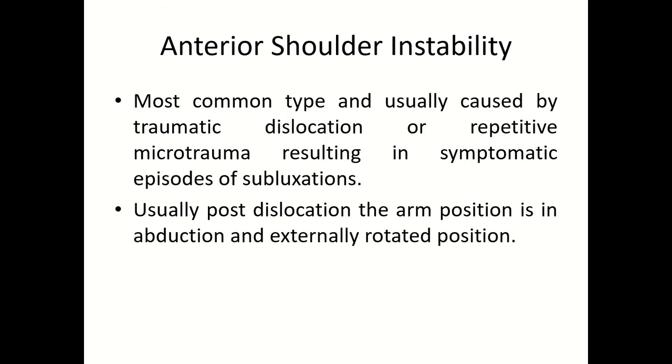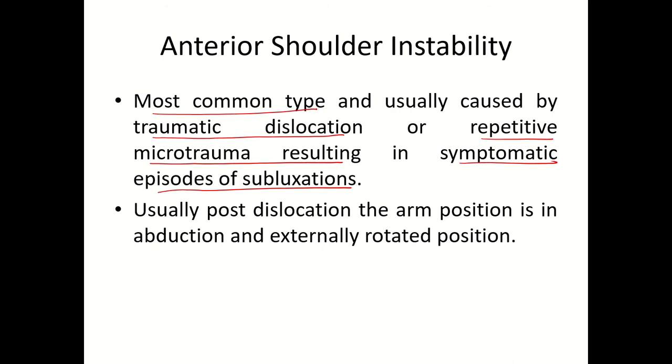We'll just look at this slide. We'll do the next part in the next video. Anterior shoulder instability is the most common type, usually seen in 90%, usually caused by traumatic dislocation or repetitive microtrauma resulting in symptomatic episodes of subluxation.